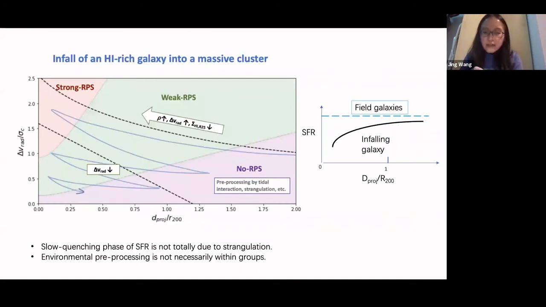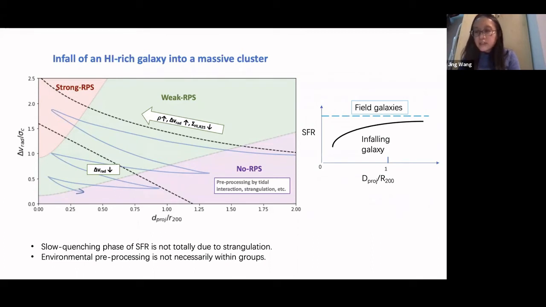Why is this result important for galaxy evolution? In previous studies, it was quantified that galaxies infalling into clusters experience two stages of star formation suppression, a slow quenching phase and then a fast quenching phase. The fast quenching phase was undoubtedly attributed to ram pressure stripping, the strong ram pressure stripping close to the cores of clusters. However, the slow quenching phase was explained as a consequence of strangulation in most earlier studies.